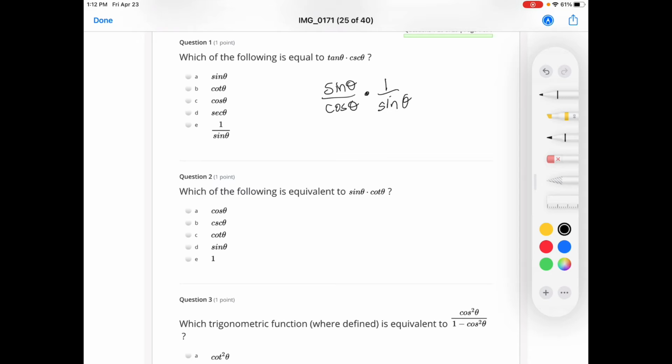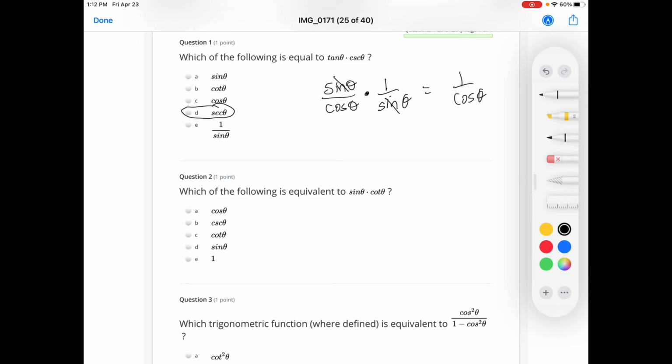And just multiplying these two fractions, if you see something that's diagonal, that's the same thing, and you're multiplying, you can just cancel them out. Diagonal or straight up and down, if you have the same thing, you can cancel them out. So this will give me 1 over cosine, and 1 over cosine is secant.